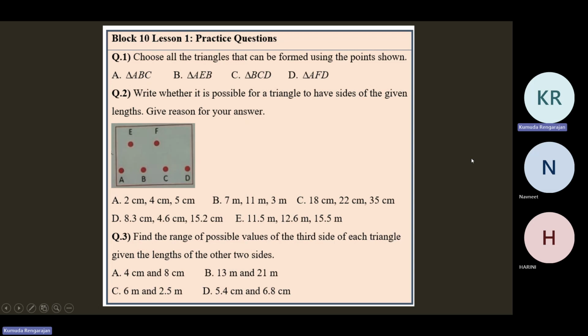Harini and Navneet, I'm back. Children, I want to go ahead. We have a class today evening, so we'll see the answers to the questions in 3 in the evening. All right, I'm going ahead now. Okay, ma'am.